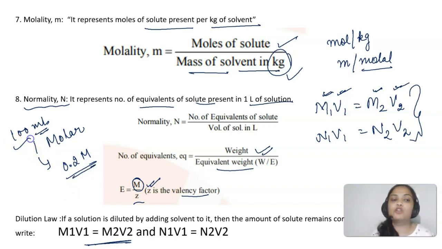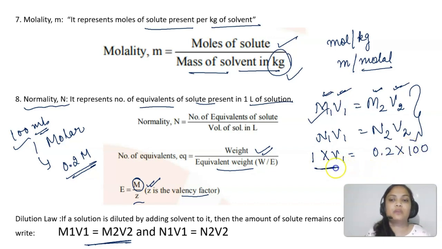So how much volume do I have to take, or how much water do I have to put? We get to know that from the molarity equation. Molarity is 1 molar, so how much volume of this 1 molar solution should I take so that I get 0.2 molar and make it 100 ml only? From here we can get the answer.